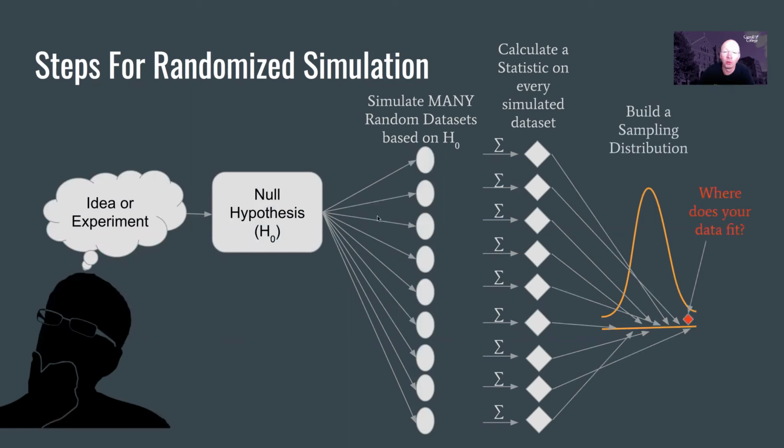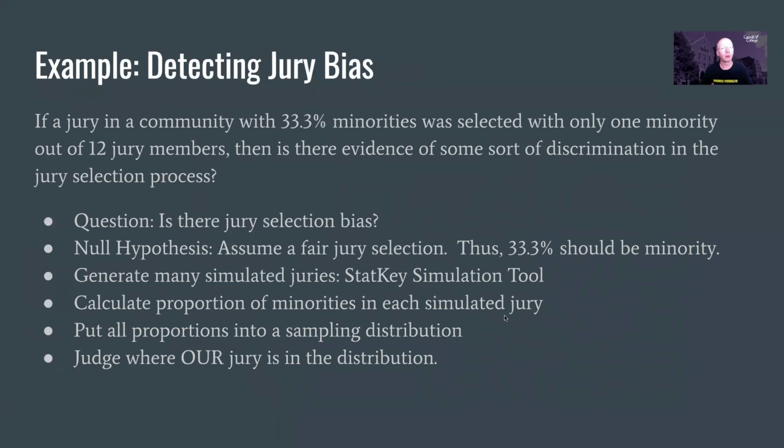What we need to do now is use a tool which you saw in last week's lessons, a tool that will build this random simulation for you and do all the calculations of the statistics. So here's the situation. If a jury in a community with 33.3% minorities was selected with only one minority out of the 12 jury members, then is there evidence of some sort of discrimination in the jury process? So this is a real life situation. We have a population that is a third minority.